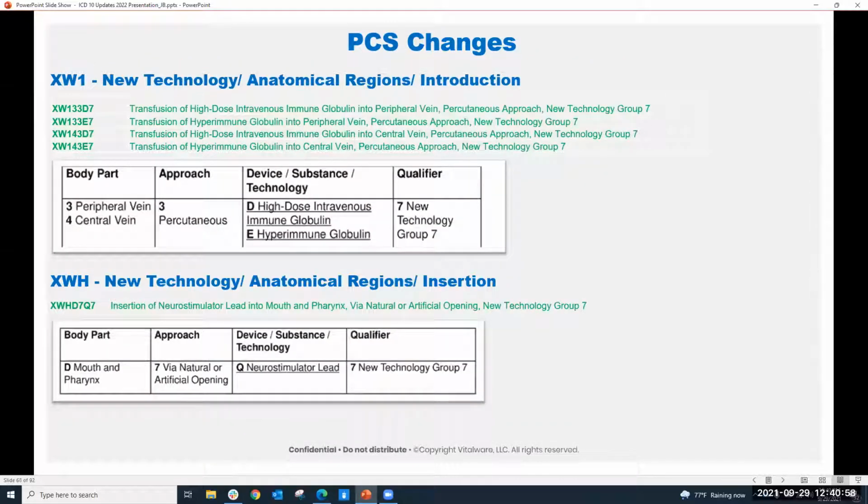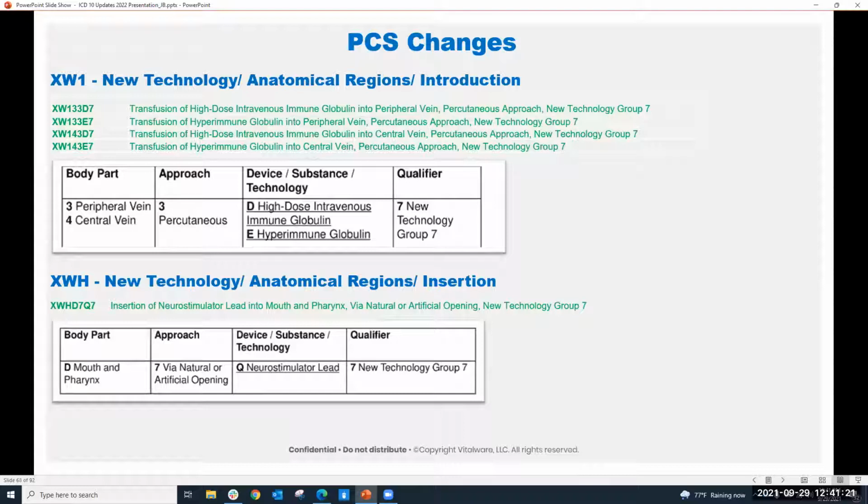The next table is XW1. And this is introduction into the anatomical regions, new technology section. And these new codes will allow for the administration of IV administration with these substances to enable efficient tracking when used for the treatment of COVID-19.